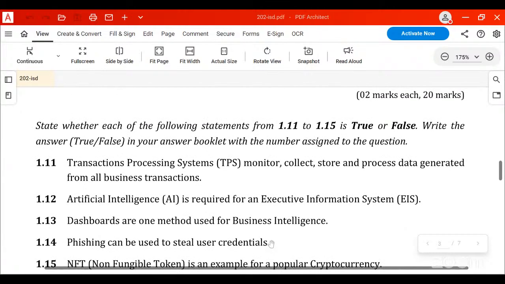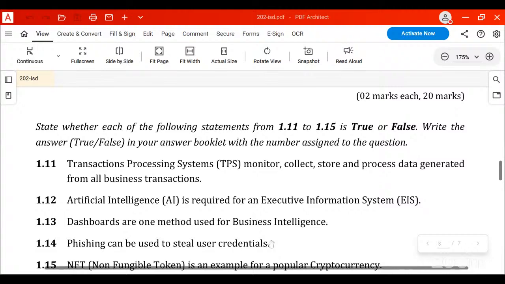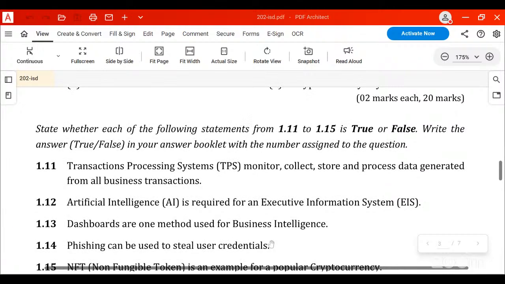Right. Up to 15, state whether each of the following statements from 1.11 to 1.15 is true or false. Write the answer true or false in the answer booklet. We'll see what those questions are.